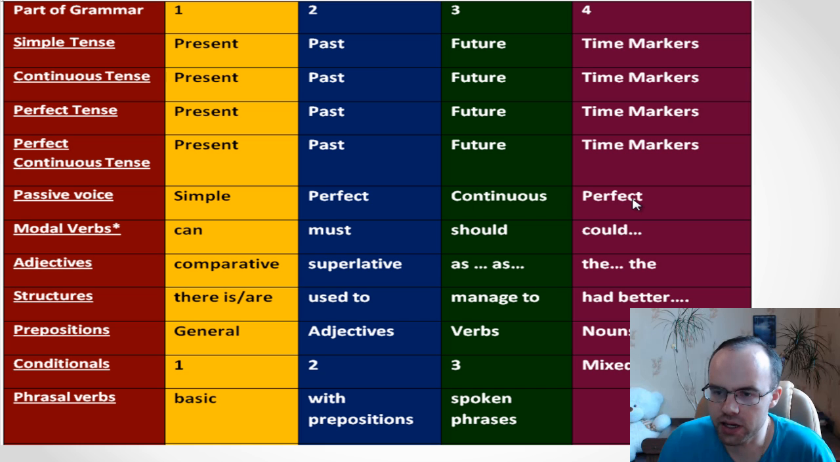You may think that there is one more group of passive voice, but it isn't so. I actually had it here by mistake.